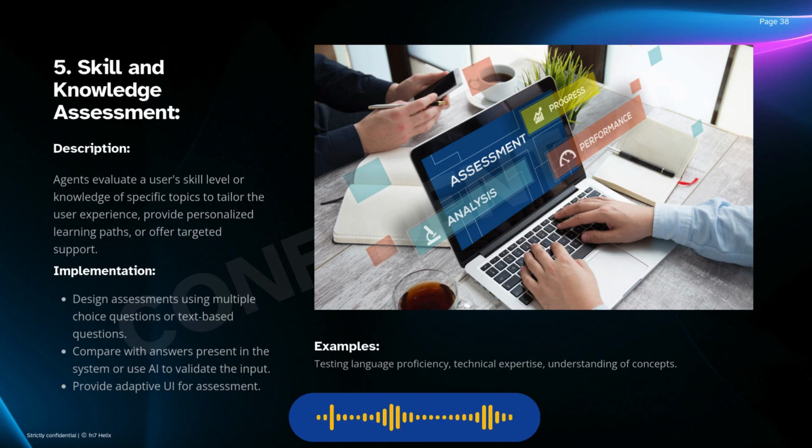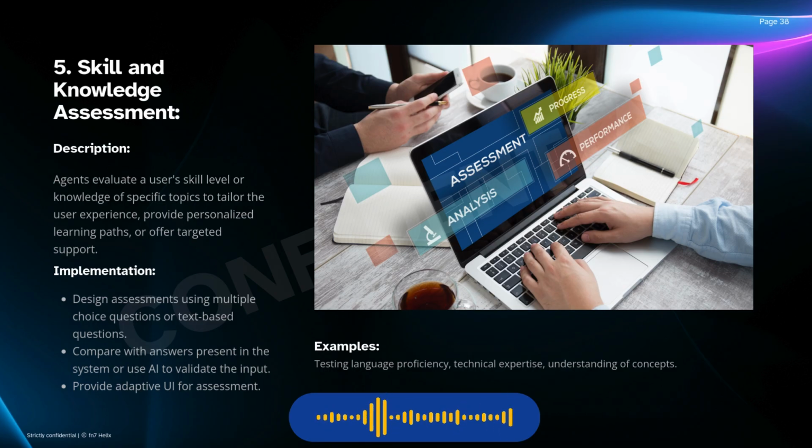Skill and knowledge assessment. This pattern is all about using AI agents to evaluate a user's skills, knowledge, or understanding of specific topics. So it's like having an AI-powered teacher, like a teacher or an examiner, testing your knowledge and providing feedback. What are some examples of this? Well, think about online learning platforms that use AI to assess your understanding of a subject and adjust the difficulty level.